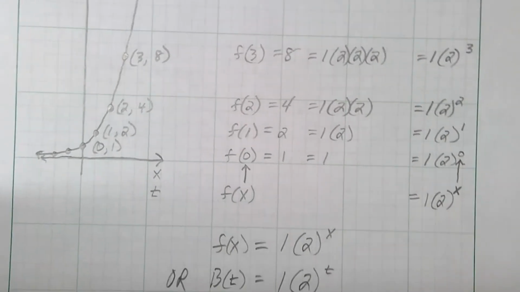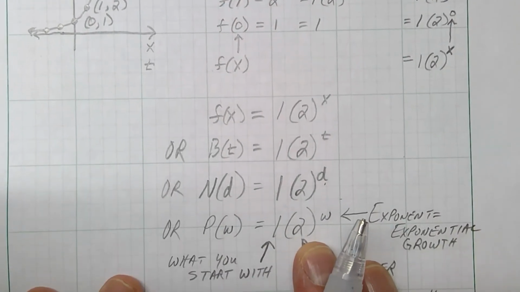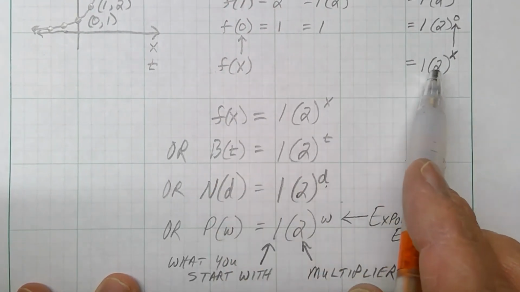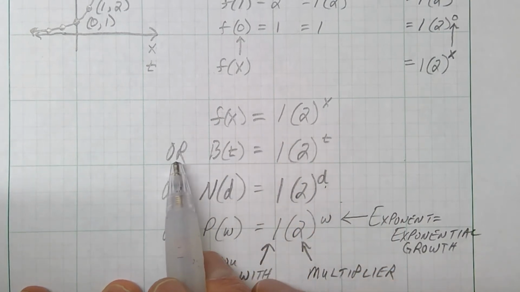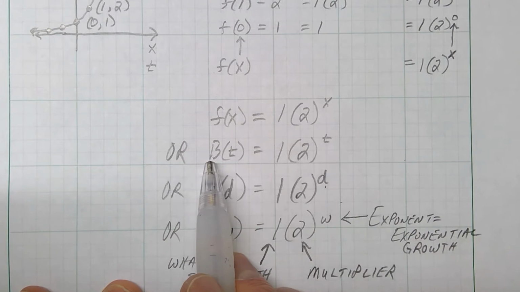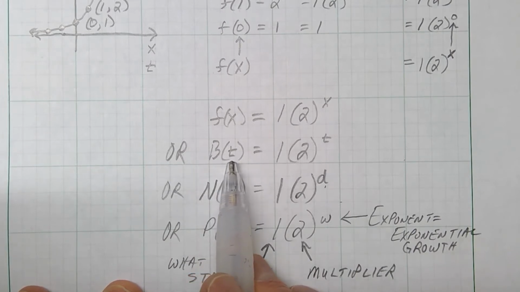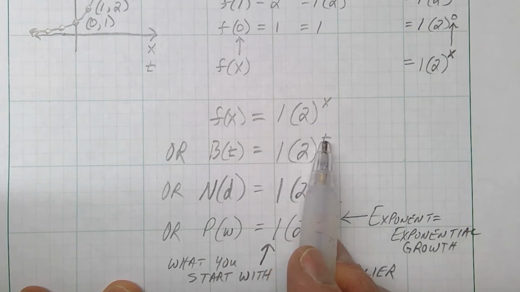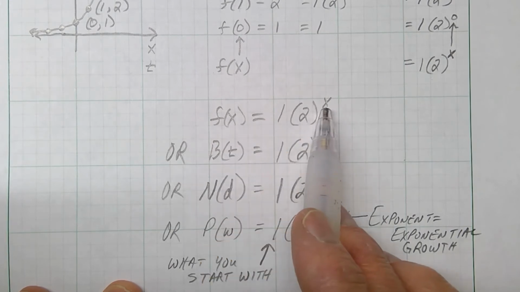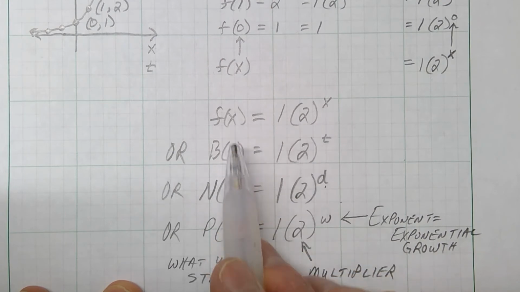All right, so it looks like this, a little cleaner. I can say f of x is 1 times 2 to the x, like this. If I'm talking about bacteria, I could write it like this: the number of bacteria after a certain amount of time has passed is 1 times 2 to the t. See where the x is? The exponent goes right there in the parentheses.